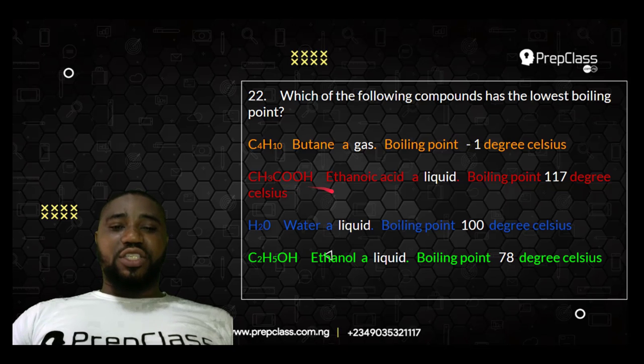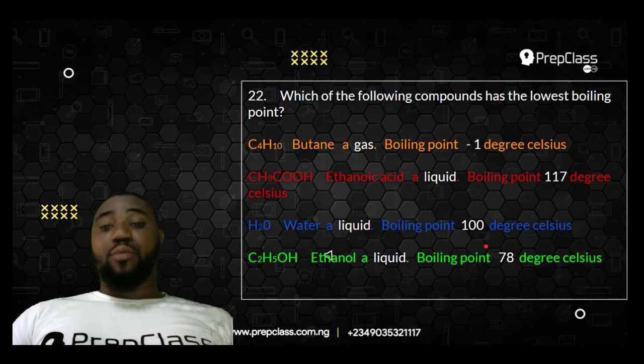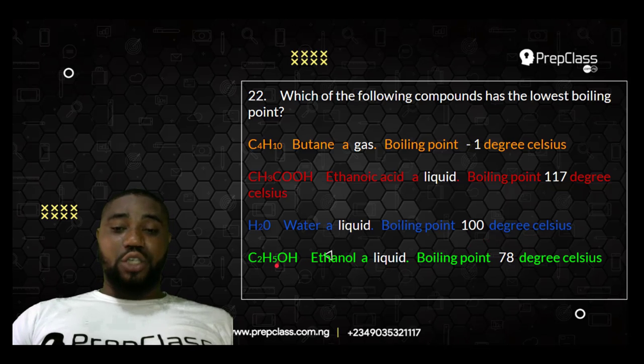The second one, CH3COOH, is ethanoic acid. Ethanoic acid is a liquid at room temperature, and its boiling point is actually 117 degrees Celsius. The third one is water. Of course, we all know that water is a liquid and the boiling point is 100 degrees Celsius. And the last one is C2H5OH, and that is ethanol. Ethanol is a liquid and its boiling point is 78 degrees Celsius.